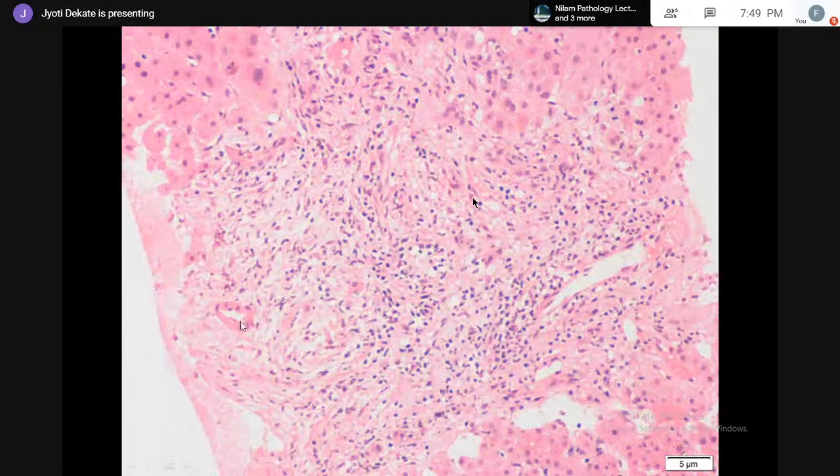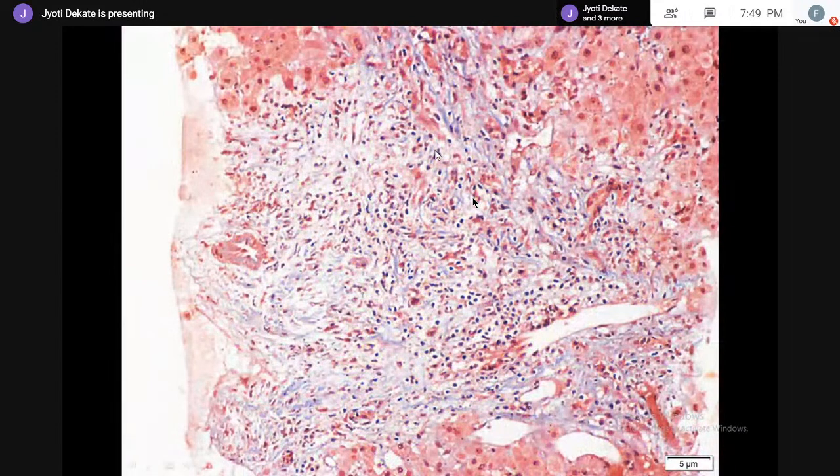Another portal area where we can see the hepatic artery branch. But hello, what is happening here? The bile duct here has vanished. It has completely gone. And we have this mixed inflammatory cells. We have some ductular proliferation at the interface.